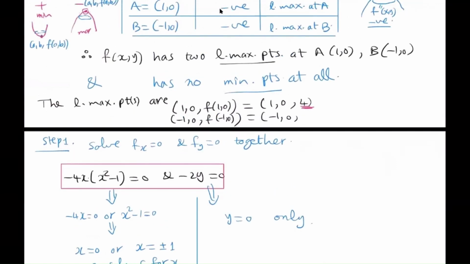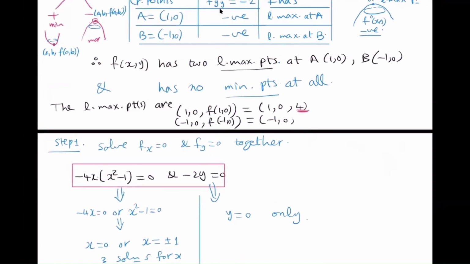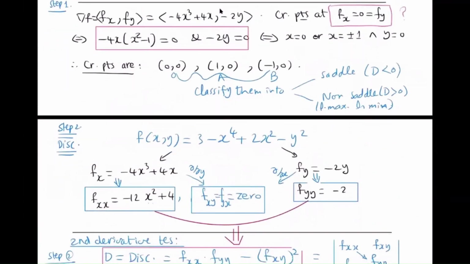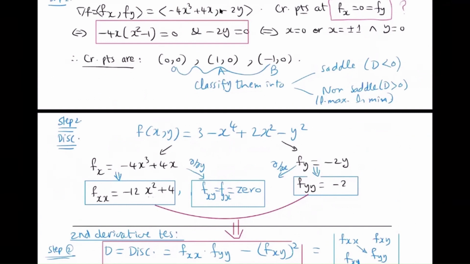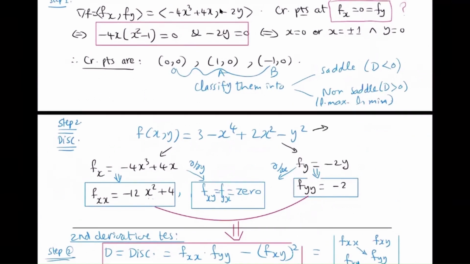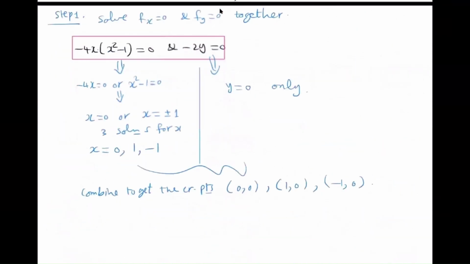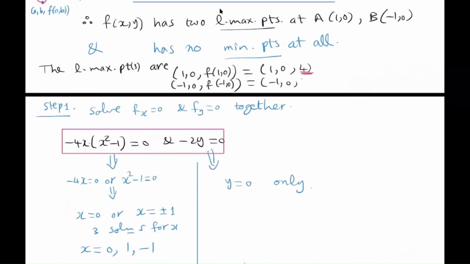So let us find F(-1,0). So substitute, plug in x equals -1. So you get 3 minus 1 plus 2 minus 0 as well. 2 plus 2 is 4 again. So they give the same value because x square and x power 4, plus 1 minus 1, they give the same value. What is the same value? This is 4.